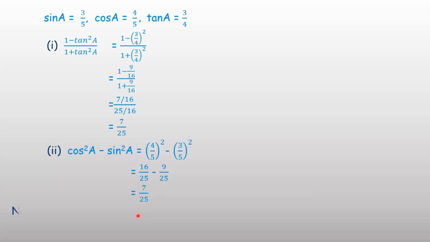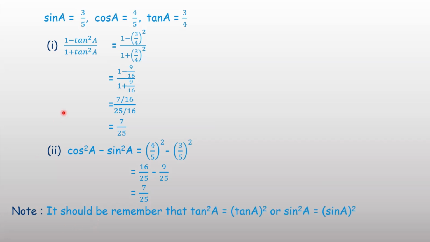One thing to remember for this whole chapter: whenever cos square A, sin square A or tan square A is written, tan square A means tan A whole square. It does not imply that you are writing tan square separately. It is the square of the ratio for angle A. Tan square A means the square of the ratio for angle A, therefore tan A whole square. Sin square A means sin A whole square. Cos square A means cos A whole square. Therefore, we put the value here: cos square A means cos A whole square, therefore 4 upon 5 whole square is written here.